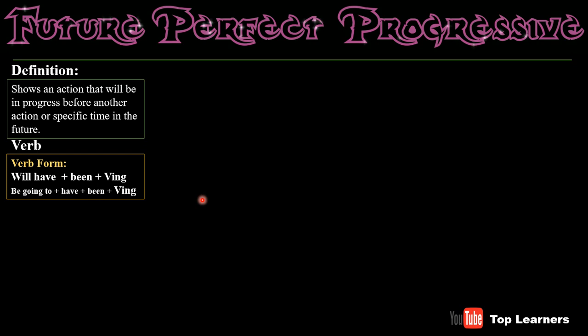Be going to, have been, verb ing. As all future tenses use these two structures, will and be going to. Let's see the structures of future perfect progressive.